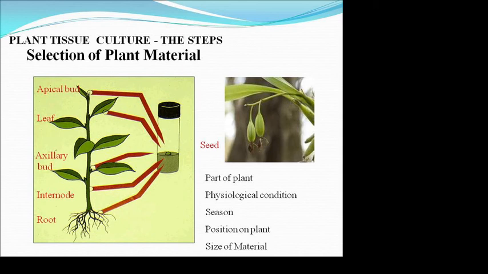One thing is very important when we go for the selection of an explant: the part of the plant. Which part are we taking for our plant tissue culture work? Usually the apical buds of meristematic zones are very good and they are free of any contamination. Physiological condition also you have to take care of, then season, collection period, position on the plant, and the size of the explant. In plant tissue culture, it is found that the smaller the size of the explant, the better is the response.